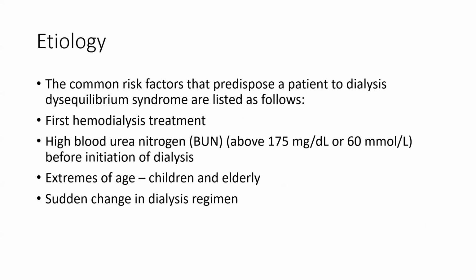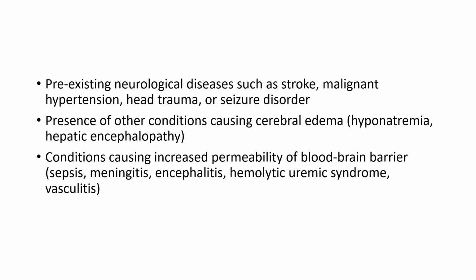So, the common risk factors that predispose a patient to dialysis disequilibrium syndrome are listed as follows. First, high blood urea nitrogen before initiation of dialysis. Extremes of age, children or elderly. Then, sudden change in dialysis regime. Pre-existing neurological disease such as stroke, malignant hypertension, head trauma, seizure disorder, presence of other conditions causing cerebral edema, conditions causing increased permeability of the blood-brain barrier.